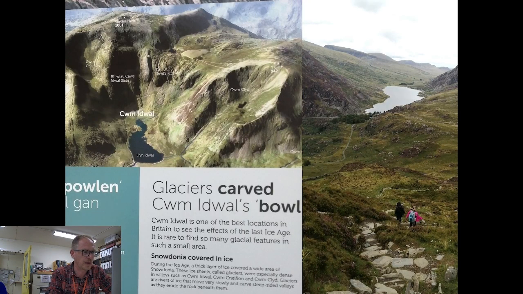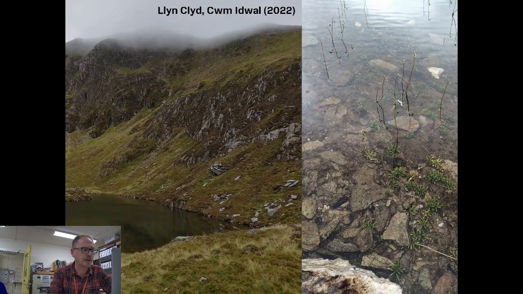This is the one above Cwm Idwal. So Cwm Idwal, you may well have visited there. It's a fabulous natural amphitheatre with these crags around it and a lake in it. Well, if you go just above the main part of Cwm Idwal, you come to Cwm Clyd, which is an amphitheatre above an amphitheatre, and that has a tiny little lake in it. And that's where Anna and I went in 2022.